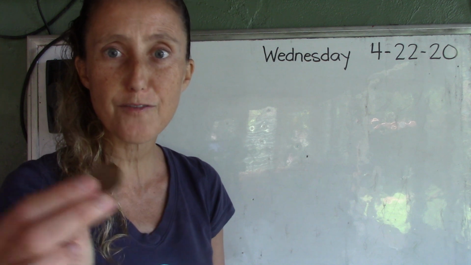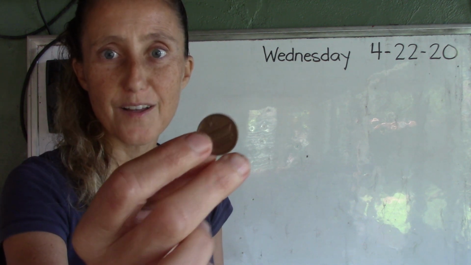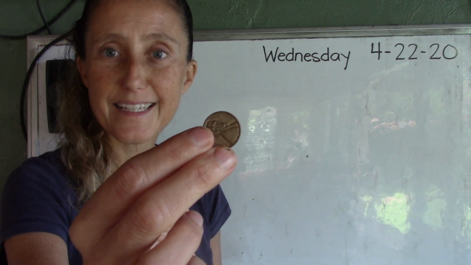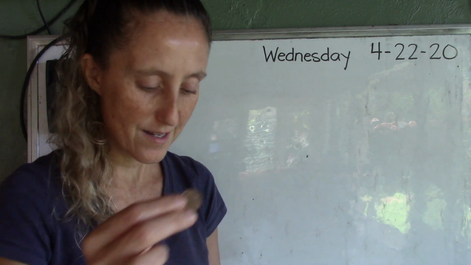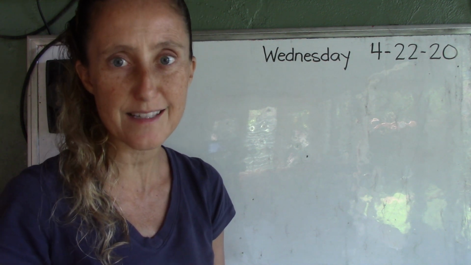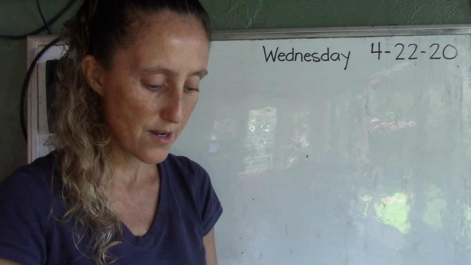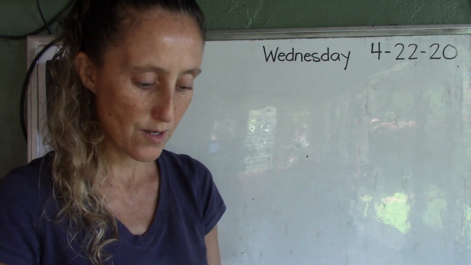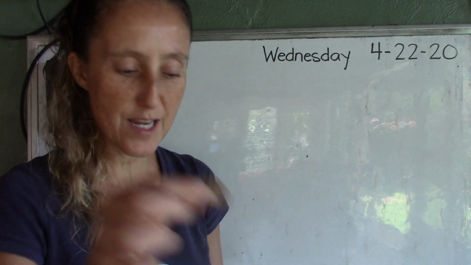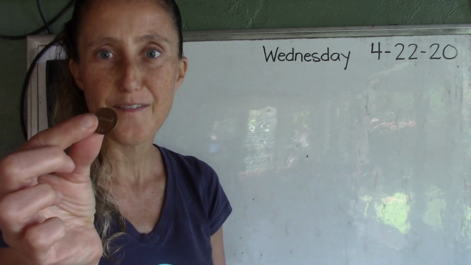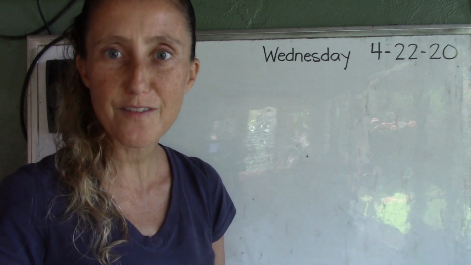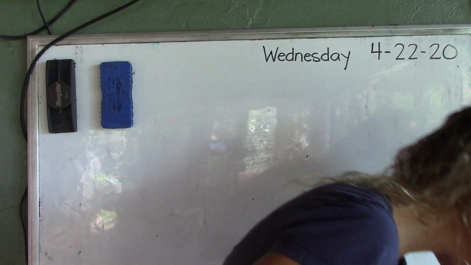But I also have 4 of these. These are pennies worth 1. So I have 40 cents plus 41, 42, 43, 44. So I have 44 cents that I picked out of the coin cup today.